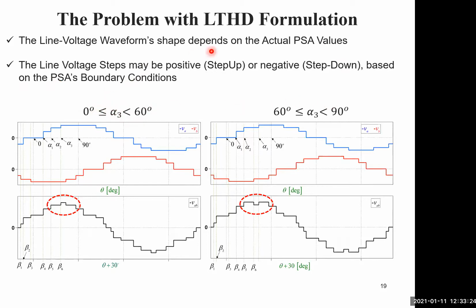This is the major problem, because if you want to minimize LTHD, you want to calculate the optimum values of the PSA, for example, for equal voltage steps. So you want to obtain this, and you need to formulate the THD expression for the line voltage. However, the line voltage itself is dependent on the actual design variables, which are yet to be known. You can't know them in advance. So what other researchers have done is use recursive or multiple cases.